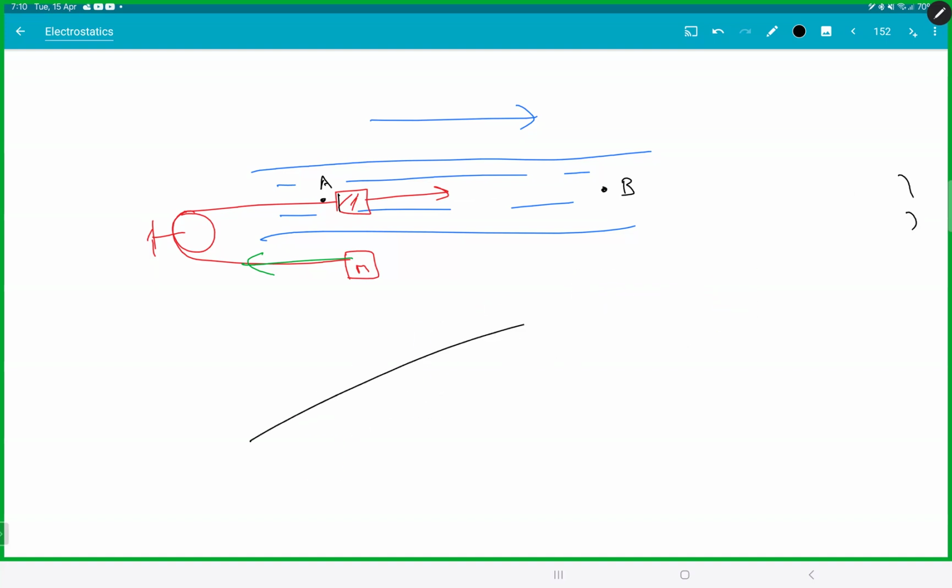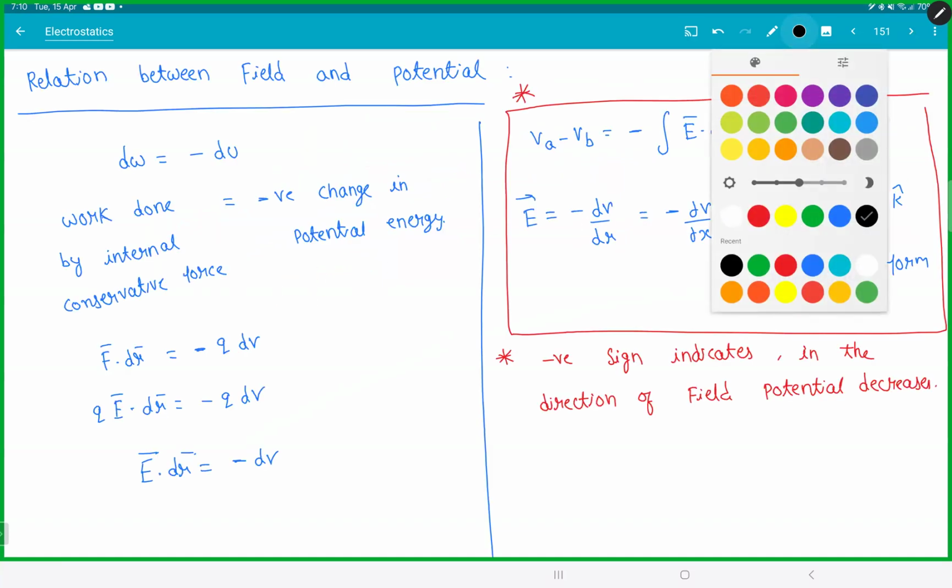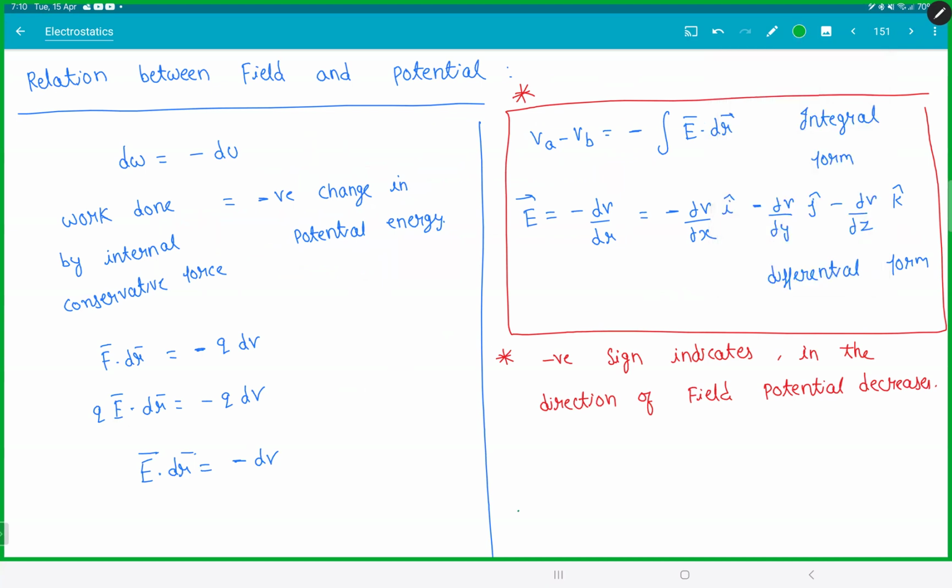Logically think, if you go to infinity, how much will the potential be? Zero, right? So if you keep on following the field line till infinity, eventually your potential will drop down to zero level. Is that making sense? Something like that. So keep that in mind. So field is something like a river, and if you go in that direction, your potential will eventually drop.